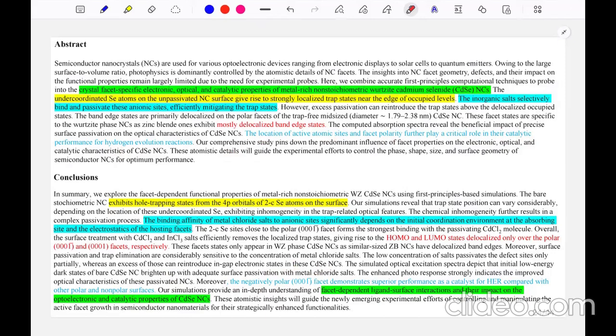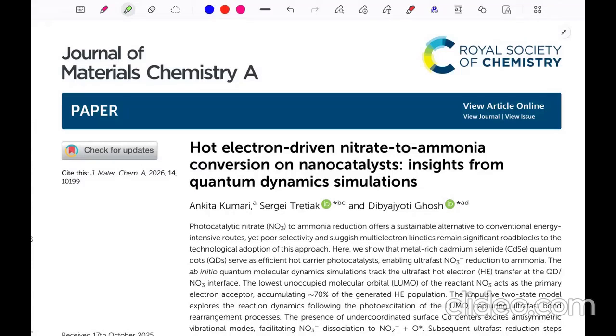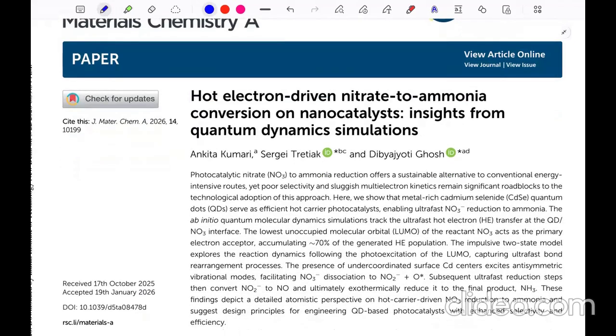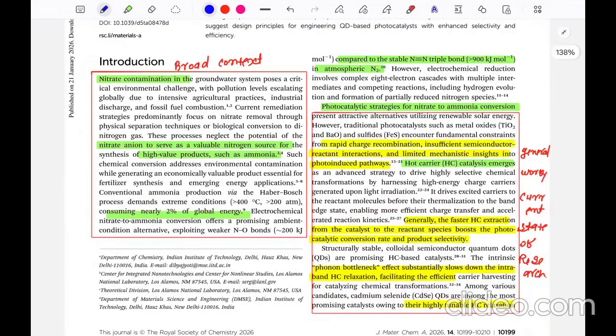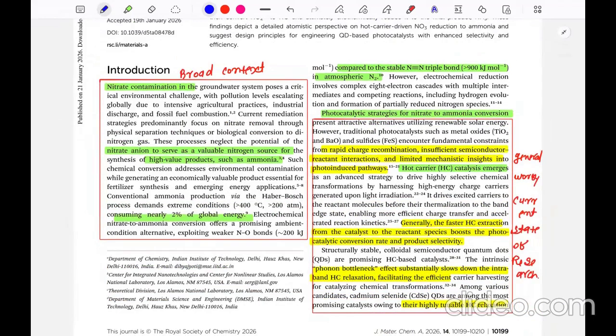So this is it for the second paper, and now we will be moving on to the third paper. This is hot electron driven nitrate to ammonia conversion on nanocatalyst: insights from quantum dynamics simulation. Moving on to the introduction part, we can think of this as a broad introduction, broad context.